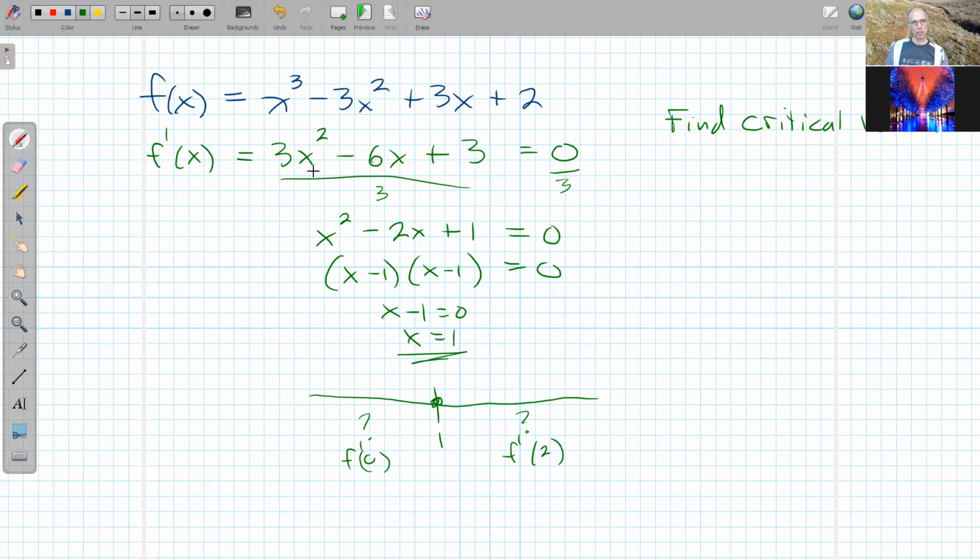And let's see, if we check those out here, f prime of 0 is 3. That looks pretty easy. f prime of 2 is a bit more work, so that would be 3 times 4 minus 6 times 2 plus 3. So that's 12 minus 12 plus 3. Hey, that's 3. Wait a minute. That's positive and positive. Did I make a mistake? Is this increasing on each side? Huh. So this critical value doesn't look all that critical. Let's take a look.